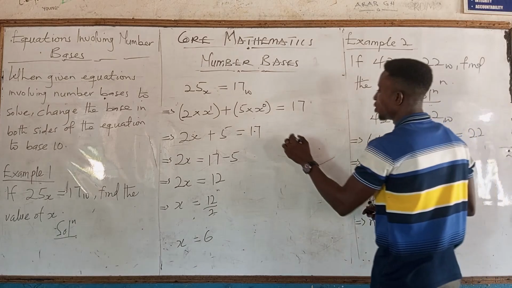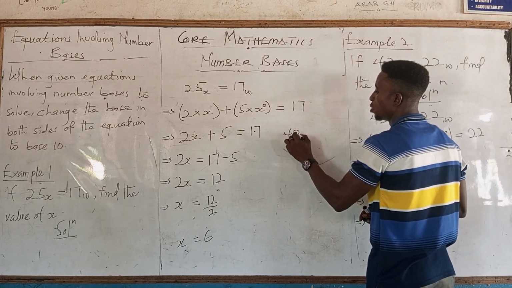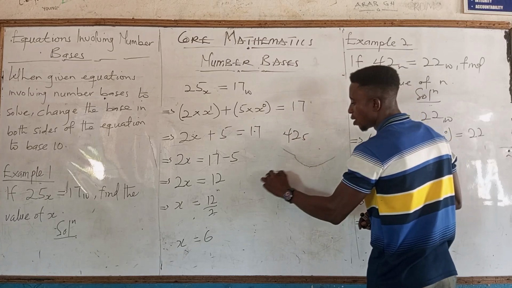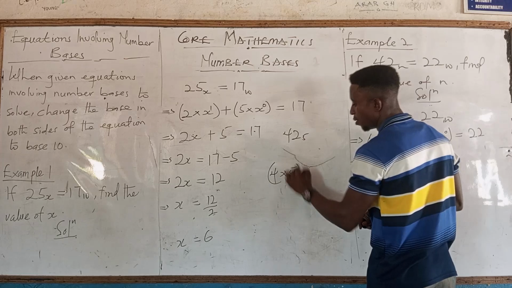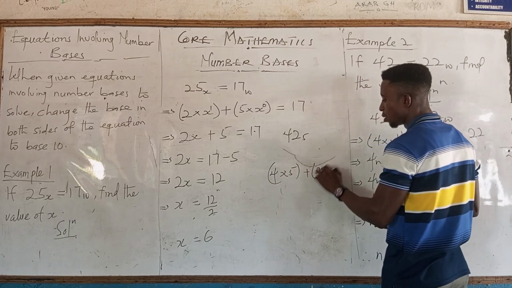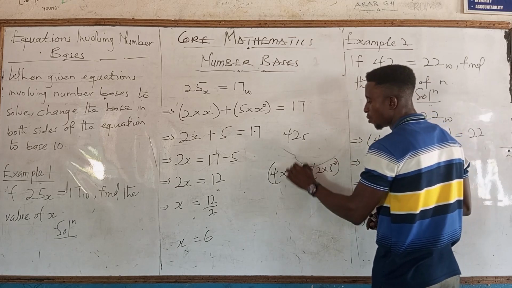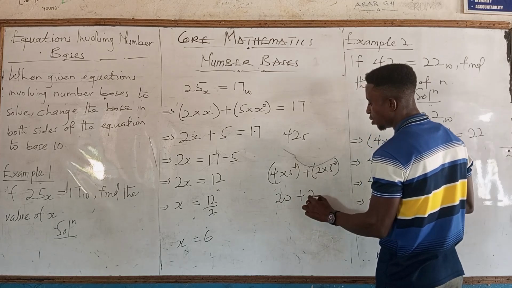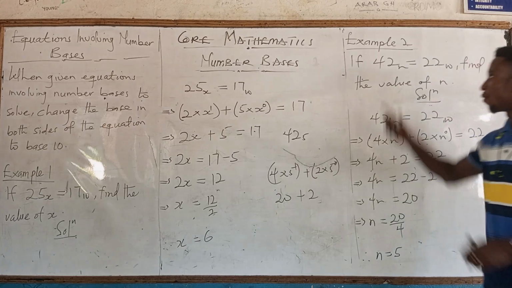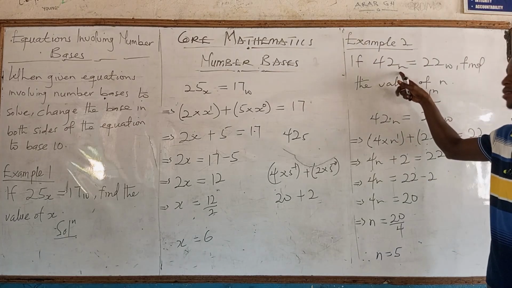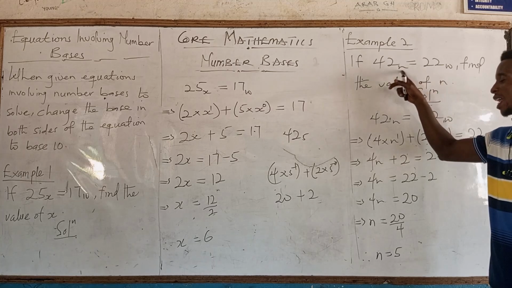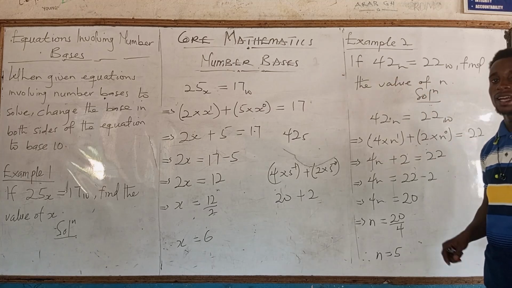Let's see that. So that one will be 42 base 5. Let's see. So I'll have the 4 times the 5 plus the 2 times the 5. 0, 1. So this one gets me 20 plus this one gets me what? 2. So it's 42 base 5. That one, when converted to base 10, will get 22. So meaning n is what? 5. Are we getting that?